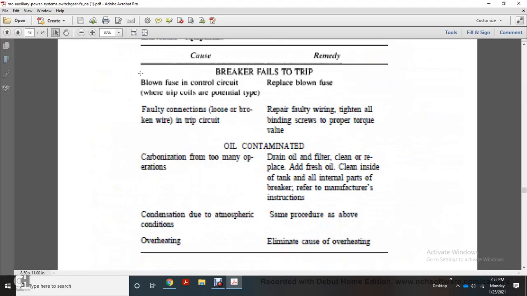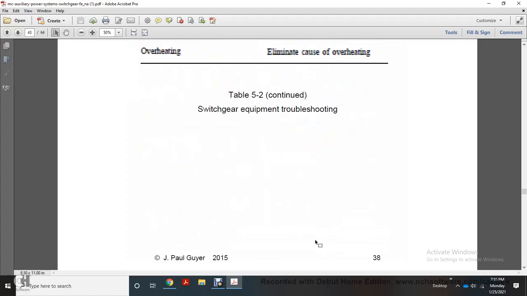Blown fuse in the control circuit: replace the blown fuse. Faulty connections: repair faulty wiring and tighten all binding screws to the proper torque value. Oil contaminated, carbonization due to many operations: drain the oil, filter and clean, replace with fresh oil, and clean the inside of the tank and all internal parts of the breaker, referring to the manufacturer's instructions. Condensation due to atmospheric conditions: same procedure as above. Overheating: eliminate the cause of overheating.